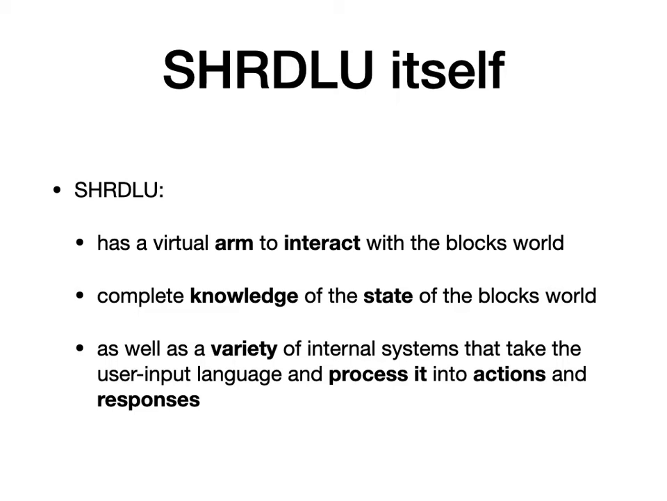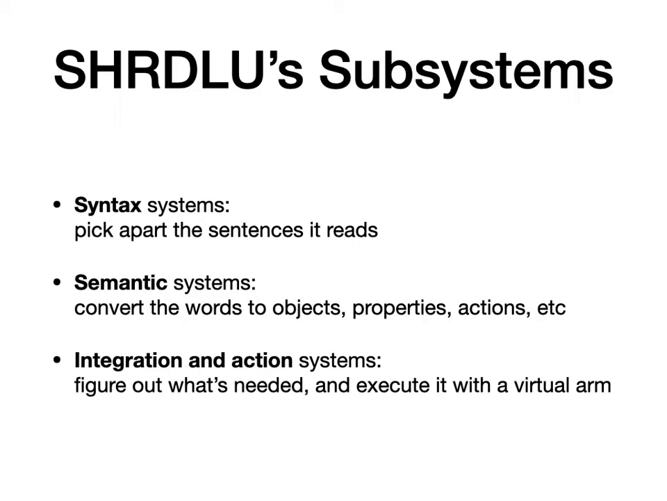So, what kinds of systems are we talking about here? SHRDLU has three broad categories. It has syntax systems, so that helps it pick apart the sentences it reads and figure out what exists, what's referring to what, that kind of thing. The semantic system, which helps to convert the received language into real objects and properties and actionable things, right? And then there's the integration systems, which will help triangulate all this, figure out what's needed, pass information from one area to the virtual arm, all that kind of stuff. So they all interact and are connected to one another in various ways.